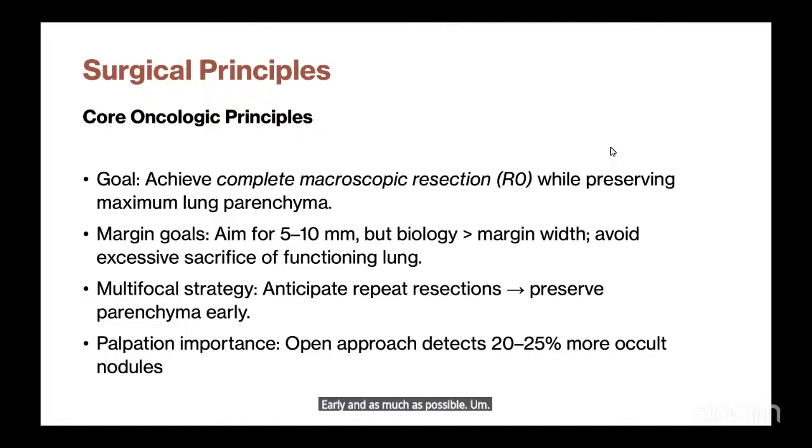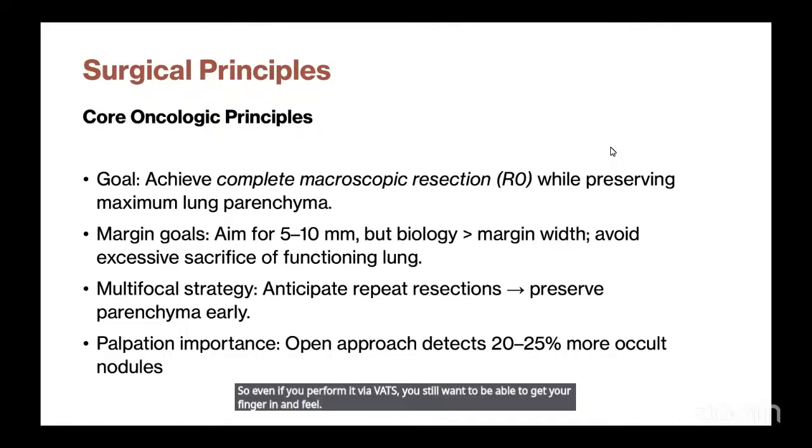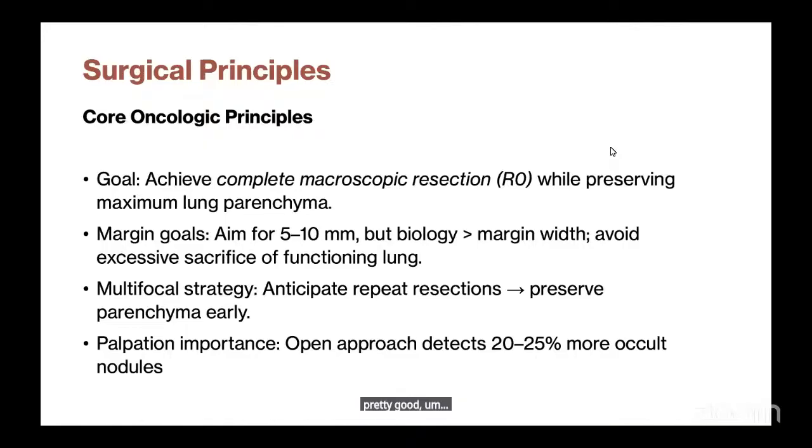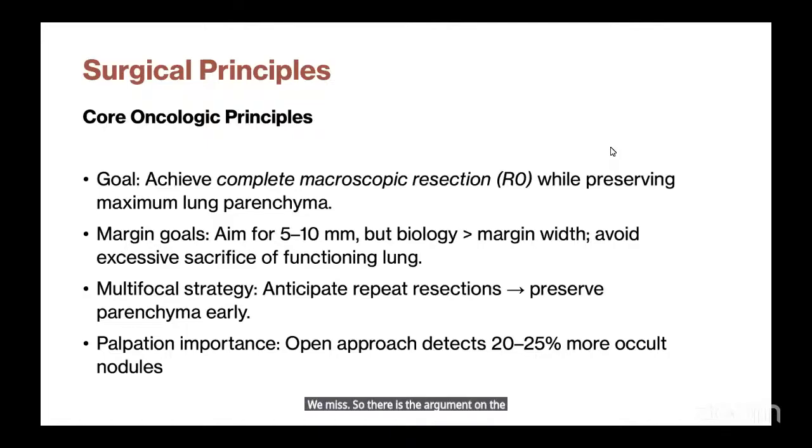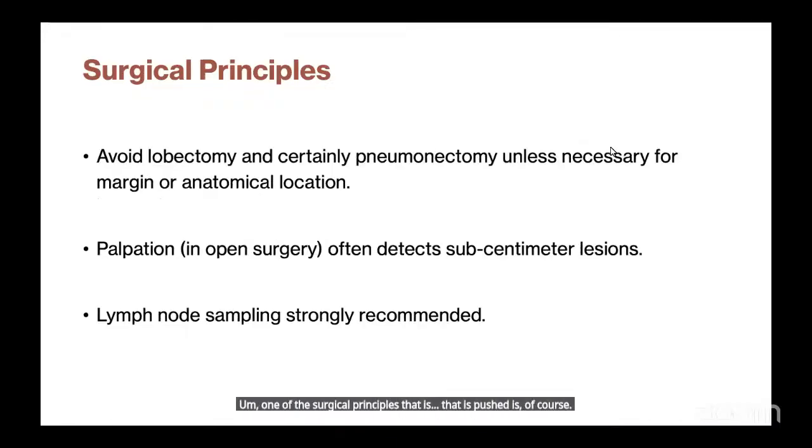Surgical principle: palpation is important. Even if you perform it via VATS, you still want to be able to get your finger in and feel. However, the argument may be made that with the good CT scan technology we have now, you may be able to detect nodules that palpation may miss. So there is a counter-argument. But again, one of the surgical principles that is pushed is, of course, palpation.